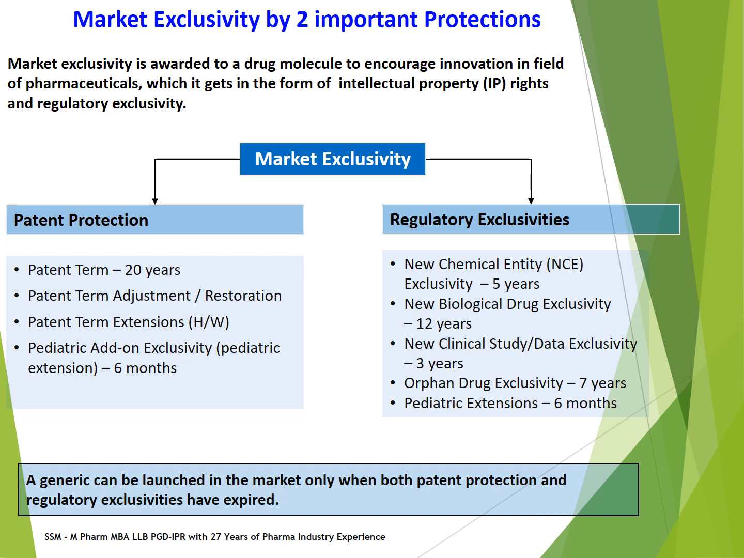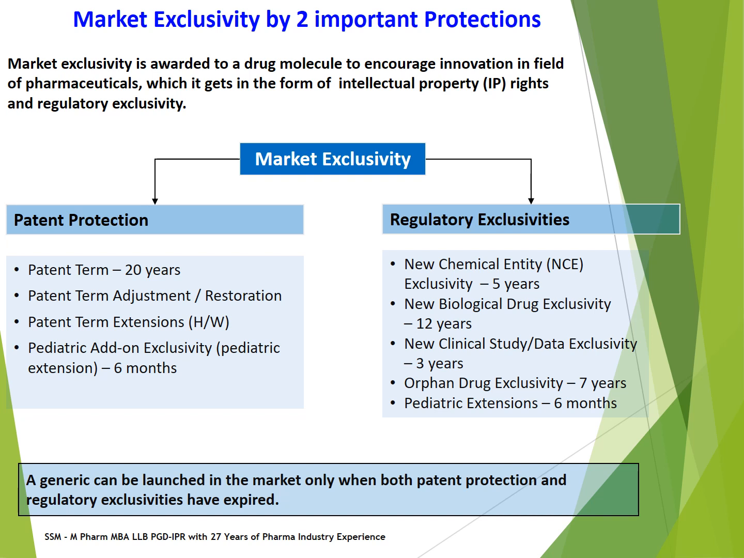The next type of regulatory exclusivity is new clinical data or data exclusivity. If the company submits new clinical data, maybe for a new indication, and if it is approved, then that new indication is eligible for 3 years of clinical data exclusivity. So for the next 3 years, the generic cannot be approved for that indication based on that new clinical study data.